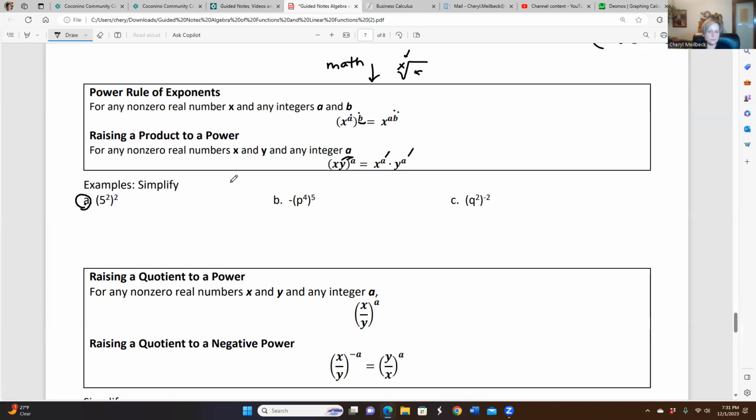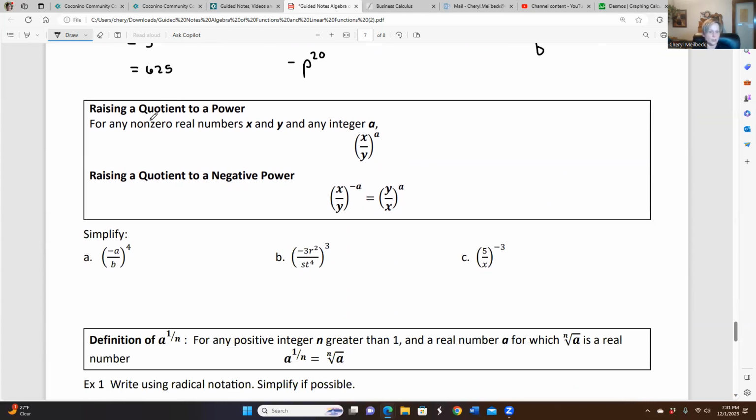Looking at that here, this one is like the first one. If you have a number to a power then to another power, it'll equal the number to the product of the powers. So in part A, where we have 5 squared squared, that's 5 to the 4th, or 625. Here, where we have negative p to the 4th to the 5th, the negative just comes down, and this will be p to the 4 times 5, or 20. And here, where we have q squared to the negative 2 power, we'll multiply these because they're double exponents and get q to the negative 4th.